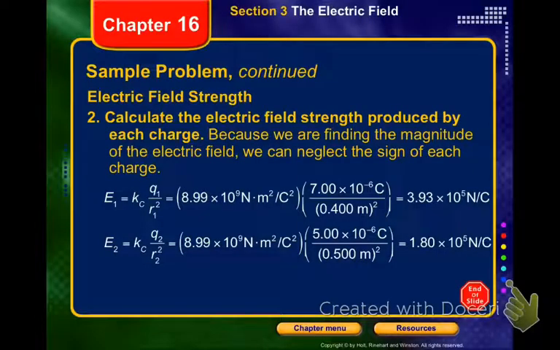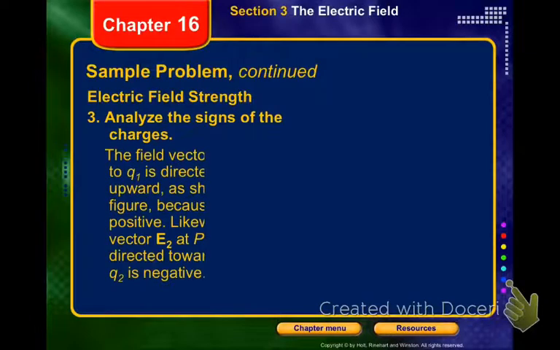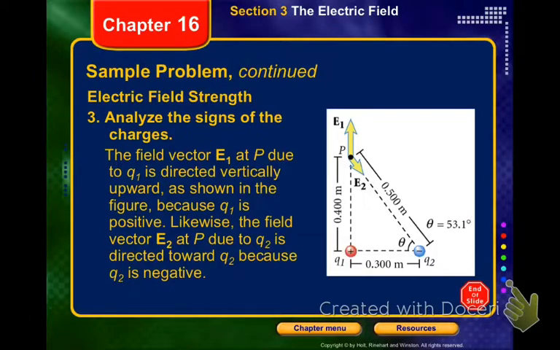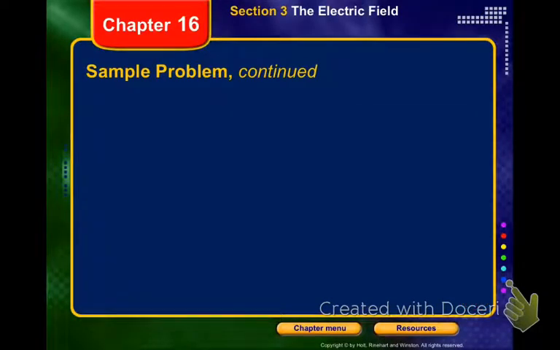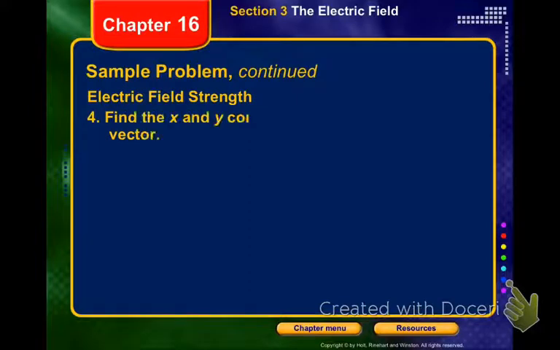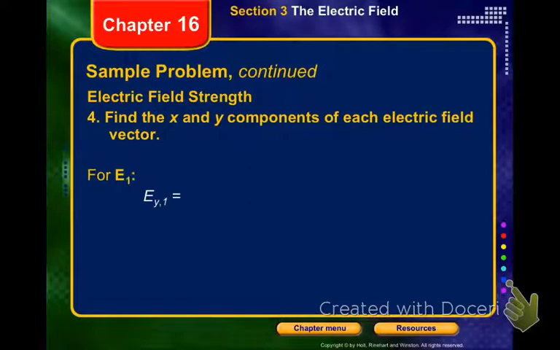So for E1, we said that was directly along your y-axis. So the entire electric field strength that we found for it, that's going to stay true. And then for E2, we have to break it up into X and Y components. Any questions on the math portion that's done here? Because they gave us the angle. That's not something that we had to solve for, but they did give us the angle.